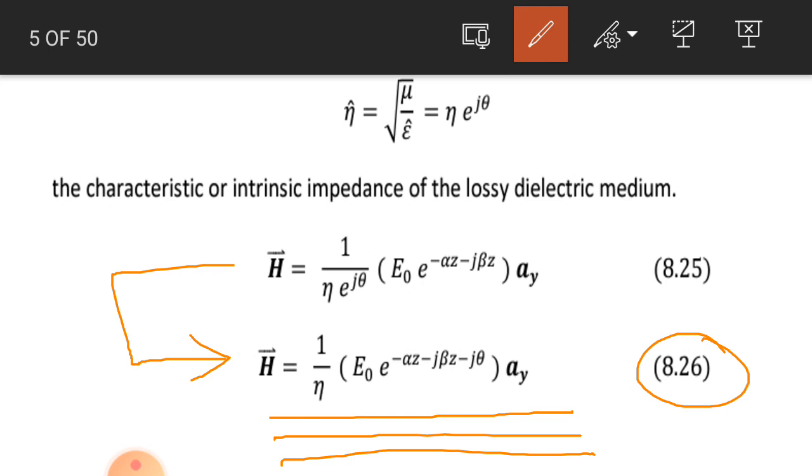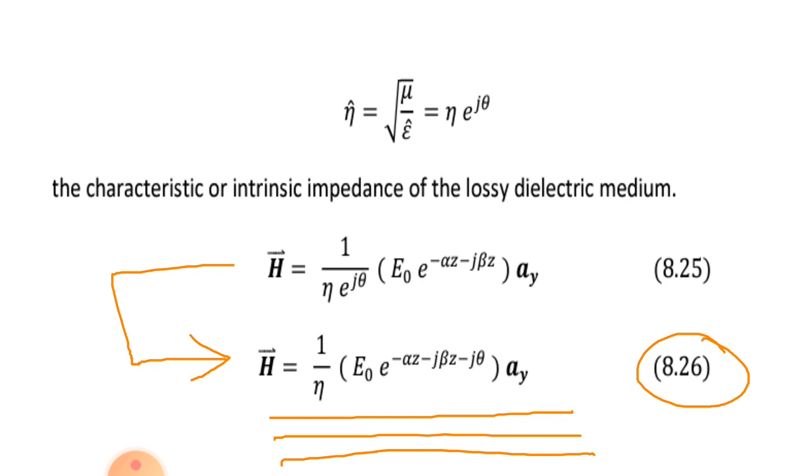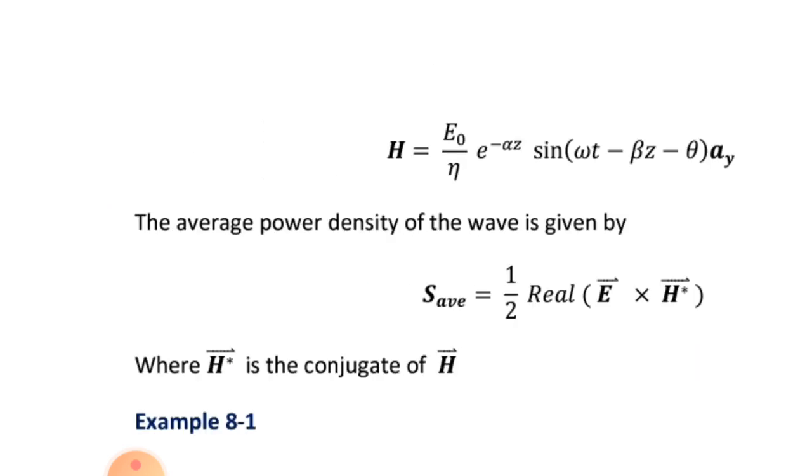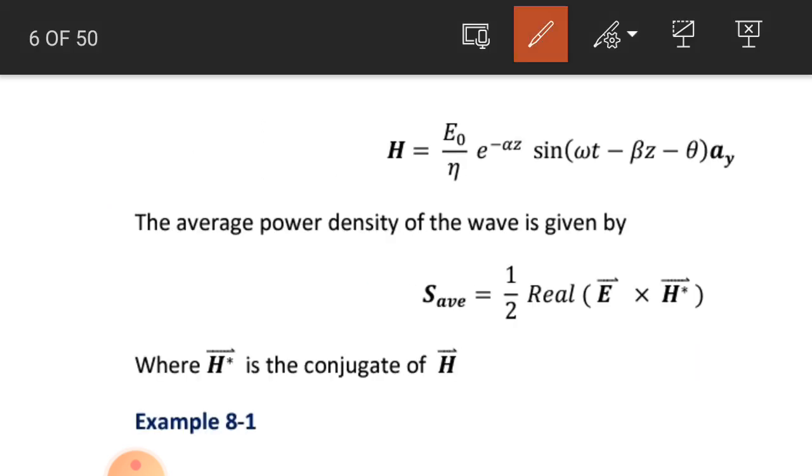in a lossy dielectric medium, can be written as, this is the instantaneous value of the magnetic field intensity. The instantaneous value of the magnetic field intensity will be equal to E naught by eta into e raised to power minus alpha z sine of omega t minus beta z minus theta into ay. So this equation is in instantaneous form.